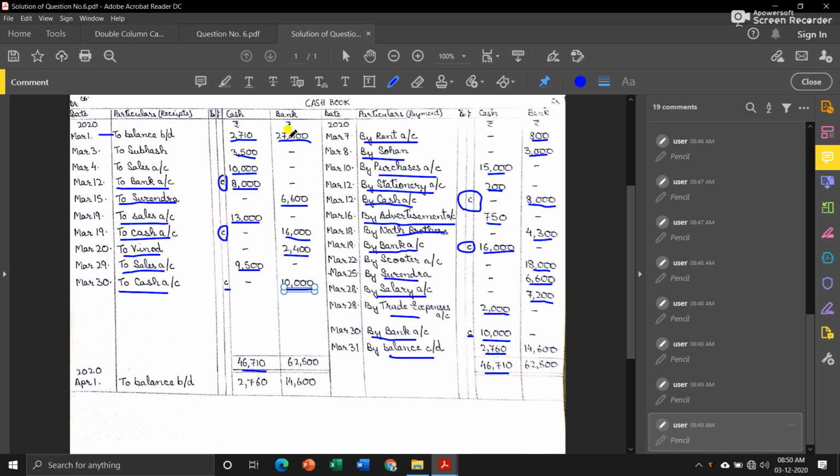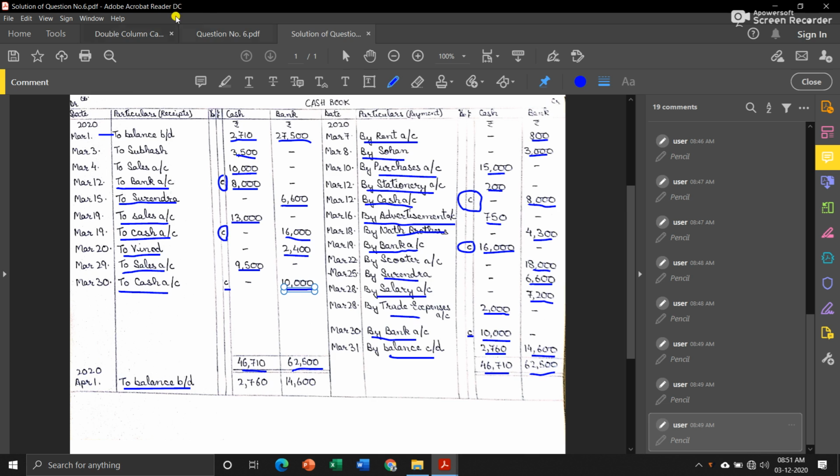Now in this case, since we have debit balance of bank column as well, so we will find out total of bank column on debit side as well. We got 62,500, and from there we will deduct 800, 3,000, 8,000, 4,300, 18,000, 6,600, 7,200, and after deducting we got difference of 14,600. So this amount we will write in here. It will become our balance carried down, and we got total of 62,500 on both the sides. Now these two balance carried down will become balance brought down in our next month, that is April 1st 2020, as our new balance brought down.